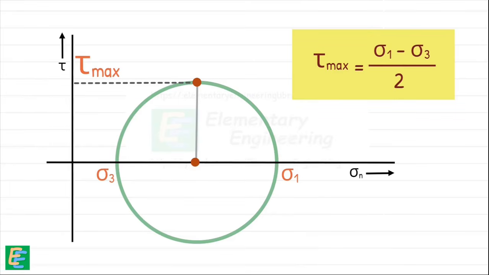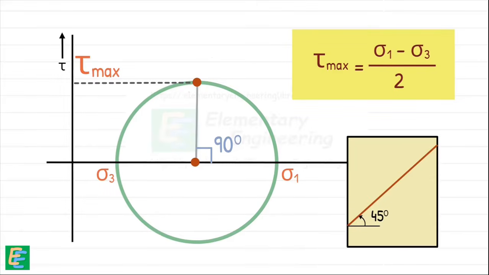We can see that the point representing the plane of maximum shear stress makes an angle of 90 degrees at the center of the circle with the point representing the principal stress. Hence, the plane makes an angle of 45 degrees in the soil mass.